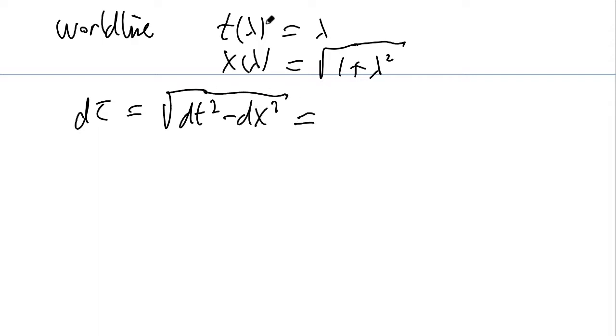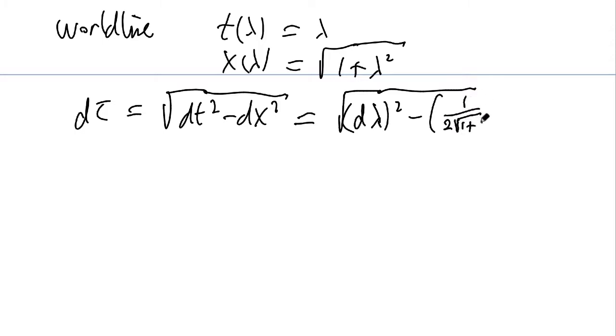So let's compute, well, dt is just d lambda squared minus dx squared. Dx is the derivative of this, that's 1/2 1 over the square root of 1 plus lambda squared, times the derivative of 1 plus lambda squared, which is 2 lambda d lambda.